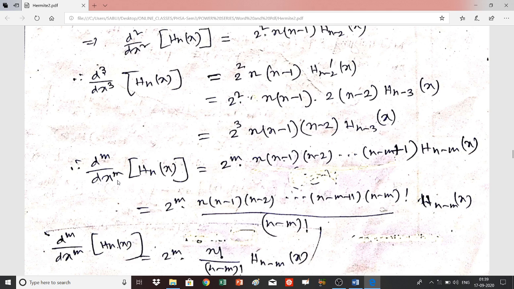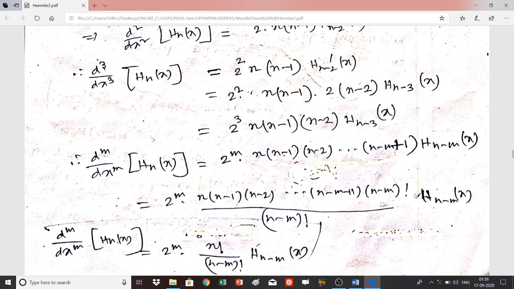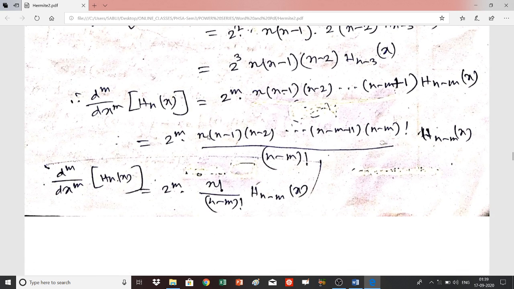So d^m/dx^m Hn(x) is equal to 2 to the power m, n(n minus 1)(n minus 2). In this way it will go up to n minus m plus 1, and you take another extra term, n minus m factorial, so you have to divide this by n minus m factorial also, and then Hn minus m(x). And you know that this series will give you n factorial.